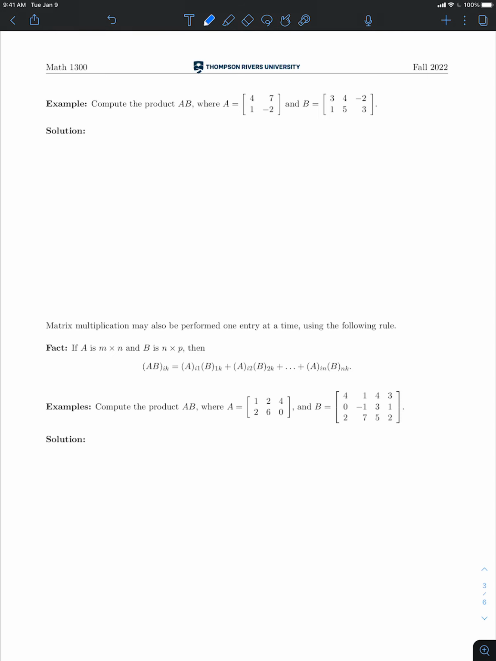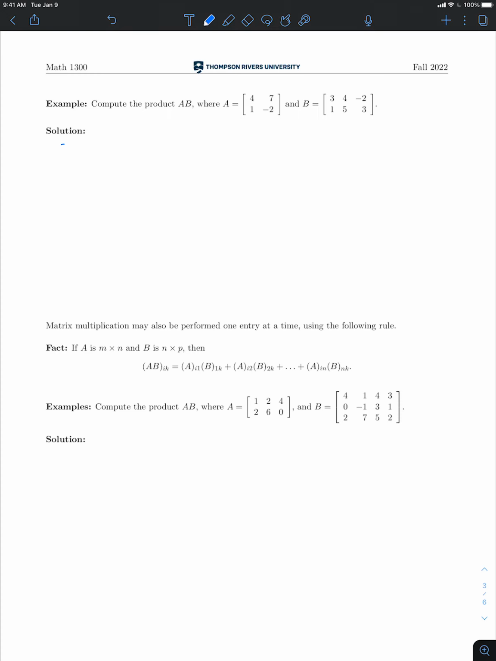All right, so let's look at an example. We're asked here to compute a product of two matrices, A and B, and we're given A as a 2 by 2 matrix and B as a 2 by 3 matrix. So what we're going to do is look at B as a row of columns, and each of these three columns we're going to multiply by the matrix A.